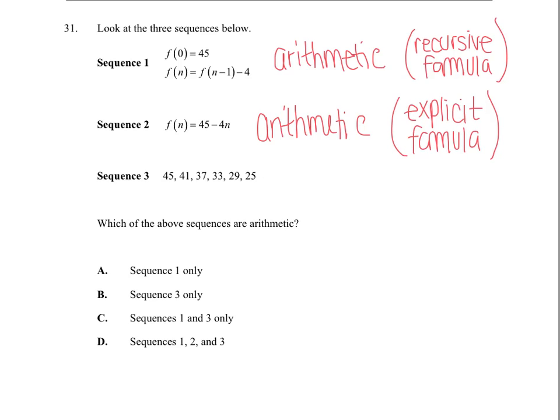Sequence 3, let's look at the pattern. 45 to 41, that's minus 4. 41 minus 4 is 37, minus 4 is 33, minus 4 is 29, minus 4 is 25. So this literally is an arithmetic sequence. Therefore, our answer above is D, sequences 1, 2, and 3.